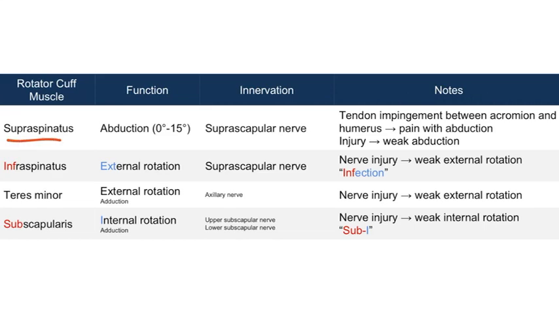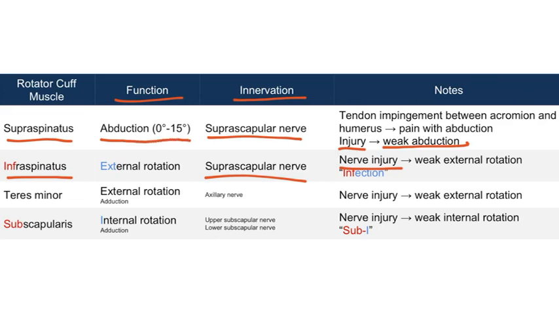Now, although the biceps tendon is in the glenohumeral joint, it is not a rotator cuff muscle. So going back to just the supraspinatus and infraspinatus muscles, we've discussed the function of each of them and the innervation of them. The suprascapular nerve does this. And in the first section, when we discussed the supraspinatus and infraspinatus in more detail, we discussed how injury can lead to weak abduction for the supraspinatus. After all, it does the first 15 degrees. And the infraspinatus, responsible for external rotation, means that injury would lead to weak external rotation. What I would like to point out now is that the tendon can be impinged, leading to pain with abduction.